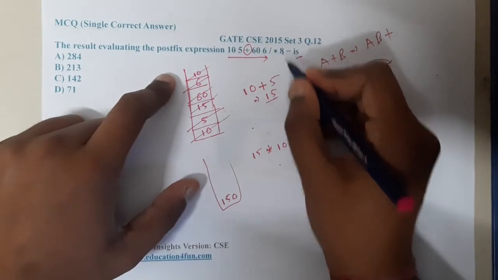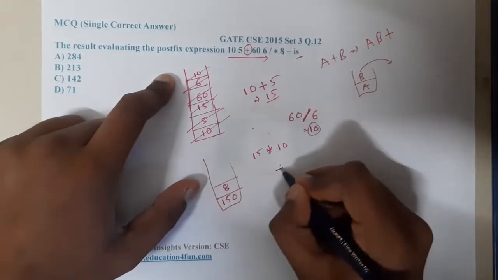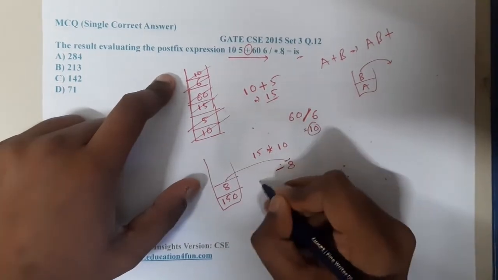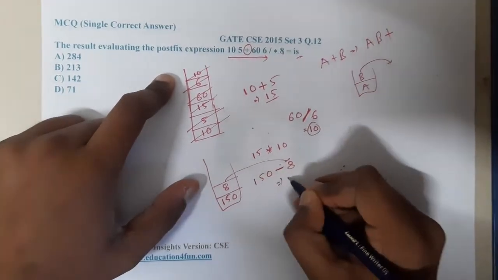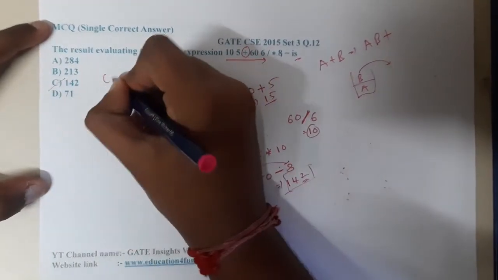After that, what is the thing which is entering? That is 8. After that, negation. So 8 will be going on that side, and this side 150. What will be the result? 142. Is 142 in our options? Yes, option C will be our answer.